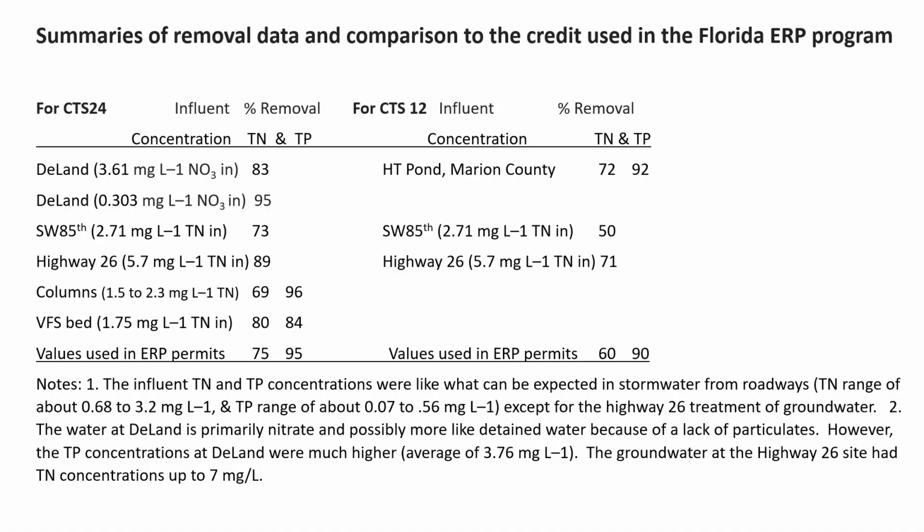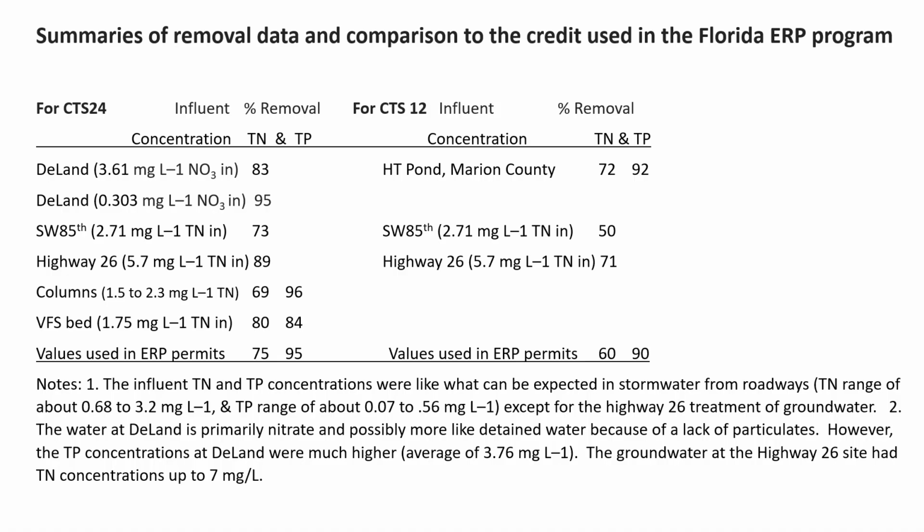For CTS-24, total nitrogen removal ranged from 73% at the Southwest 85th Street site, where influent TN was 2.71 milligrams per liter, up to 95% at DeLand when influent nitrate concentrations were relatively low at 0.303 milligrams per liter.